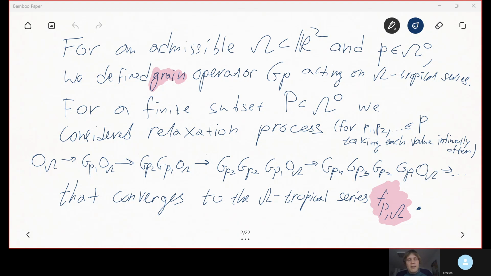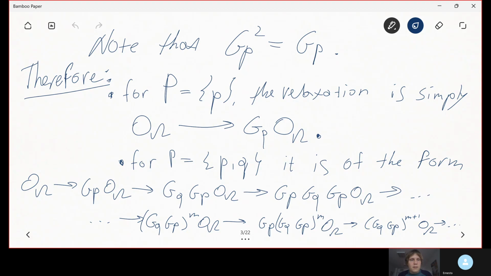So for a finite subset of the interior, we considered the relaxation, which is a process of applying these operators with lower index from this finite set. And what was the main result? One of the main results was that this process always converges to some omega tropical series Fp omega, and this is the result of the relaxation.